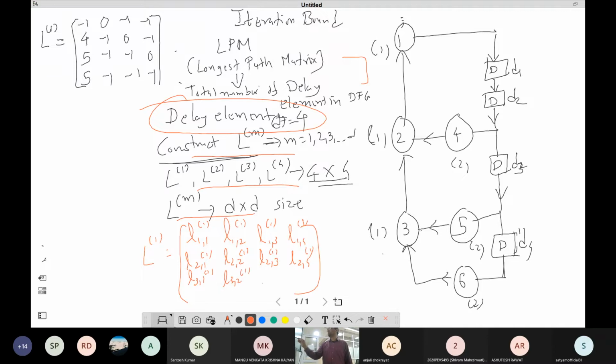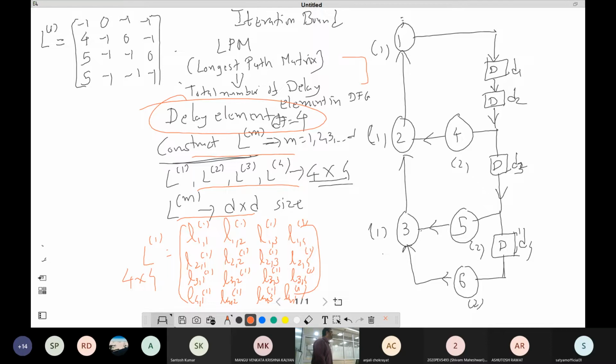L32 of 1, L33 of 1, L34 of 1, L41 of 1, L42 of 1, L43 of 1 and L44 of 1. So as this L1 is of 4 cross 4 size, I have defined each individual element of this particular matrix.